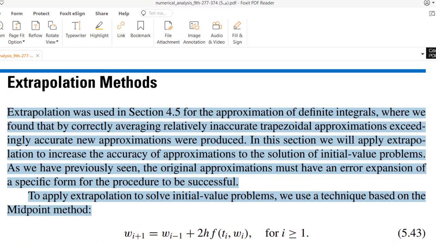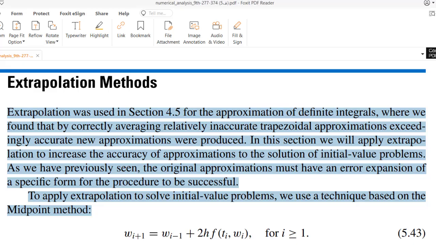Extrapolation methods. Extrapolation was used in section 4.5 for the approximation of definite integrals, where we found that by correctly averaging relatively inaccurate trapezoidal approximations, exceedingly accurate new approximations were produced. In this section, we will apply extrapolation to increase the accuracy of approximations to the solution of initial value problems.